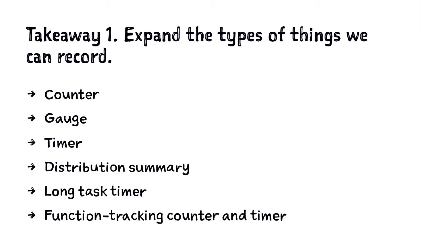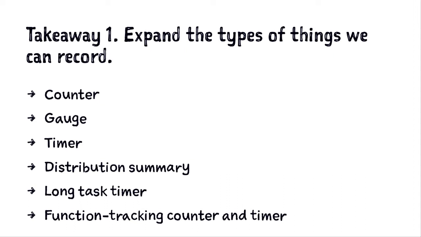Takeaway one: Micrometer is expanding the types of things that we can record. If any of you are familiar with the Spring Boot Actuator metrics right now, you only get two things. You get a counter and you get a gauge. Both of those are single metric things, a count and a value, and that's the limit of it. So Micrometer is expanding the metrics primitives you can interact with. You get counters and gauges, of course, but you also get timers, and timers are a composite thing.